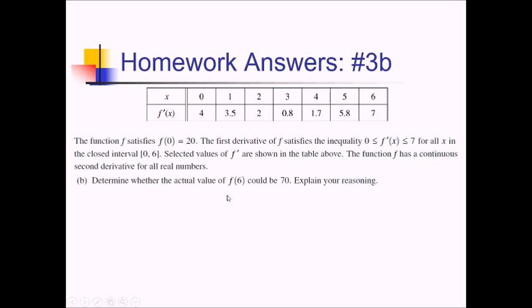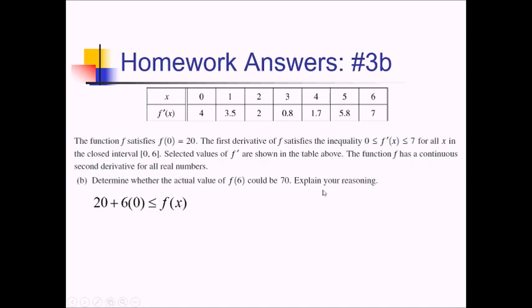So what's the smallest value that f of 6 could be? We calculated f of 6 by doing f of 0, namely 20, plus the integral from 0 to 6 of f prime. Well, what could the integral of f prime at minimum be? Let's suppose that f prime is exactly 0. Then f of 6 would be 20 plus essentially 6 times that height of 0. So that's the minimum value that f of x could be.